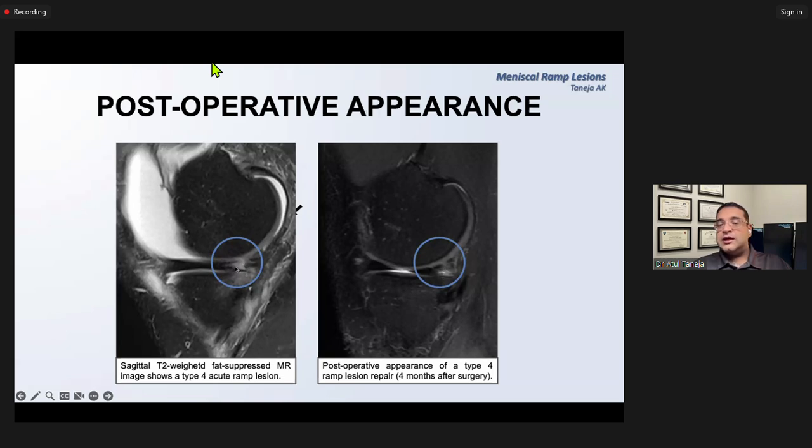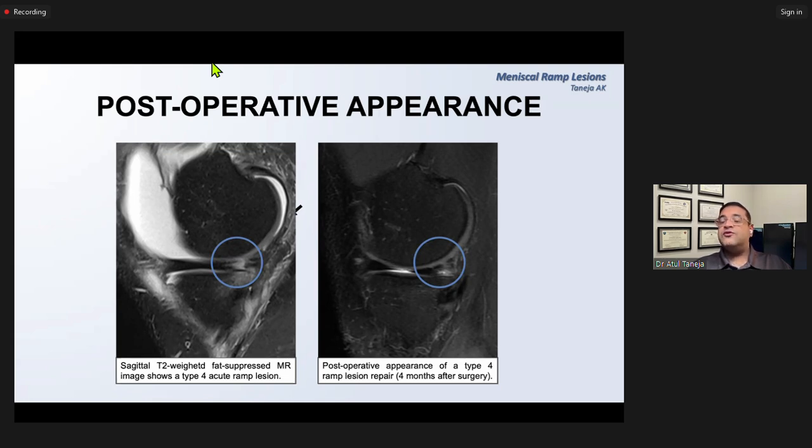The gap is not there anymore. We can see how far the meniscal substance was displaced, and you see the suturing, but still you don't see any fluid filling the meniscal substance. Remember, postoperative aspect of menisci, tendons, ligaments, they won't look like normal anatomy.